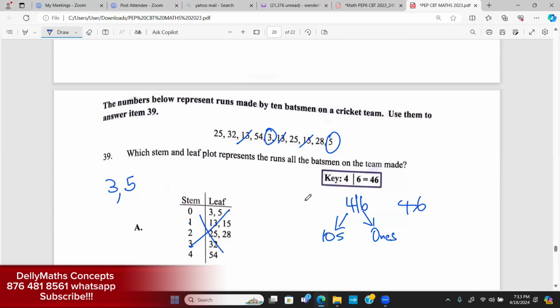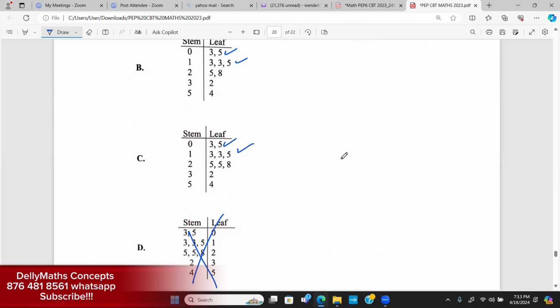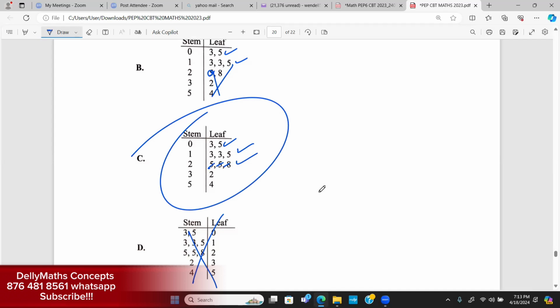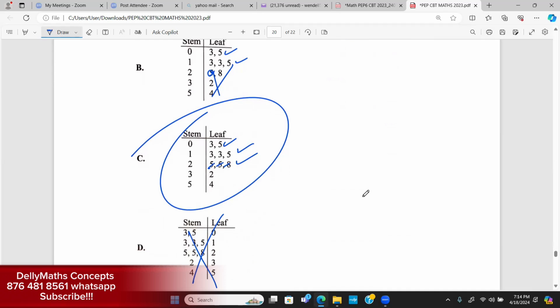Let's see what else we have. We have 2 25s and a 28. 225, 128. So I'm looking for 558. This is wrong because I'm only seeing 125. So I'm looking for 558. So this is good. So if this is wrong, then obviously this is good. So it's 30. So 32 and 54 would be our next number there. And you can see the 32 and the 54 here. So C is the answer for that.